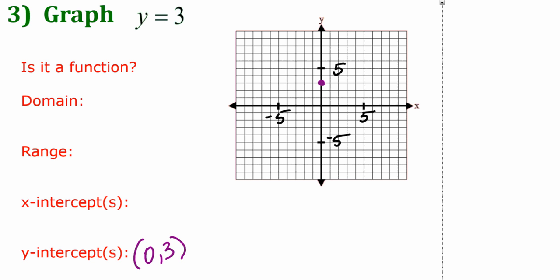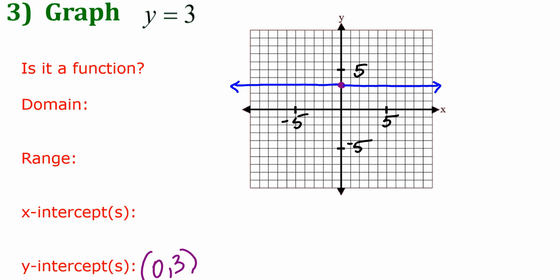Now, is that the only place where y equals 3? No, it's not. We know y equals 3 here, and here, and here, and there's no limit as to where y equals 3. It would continually happen, right? And we can see how it's forming a horizontal line.